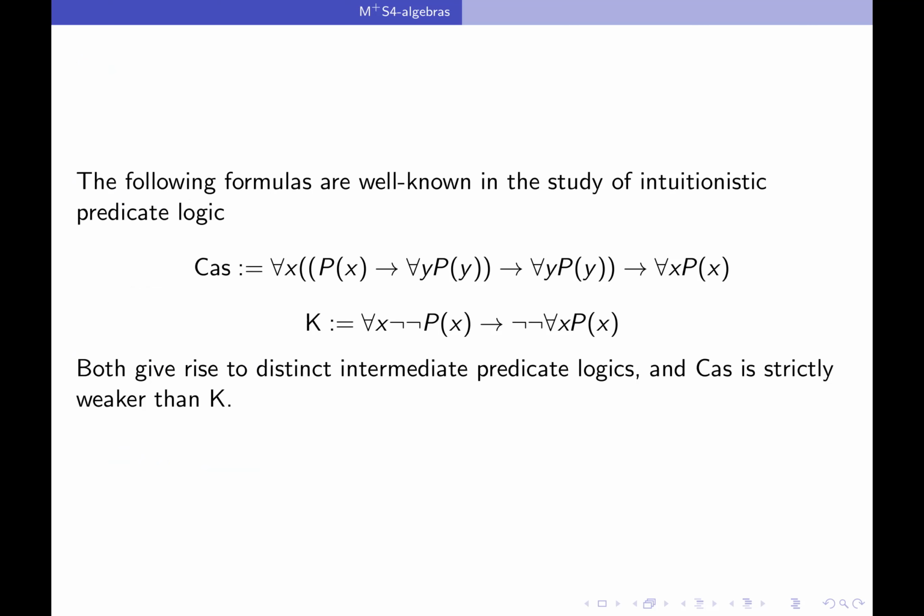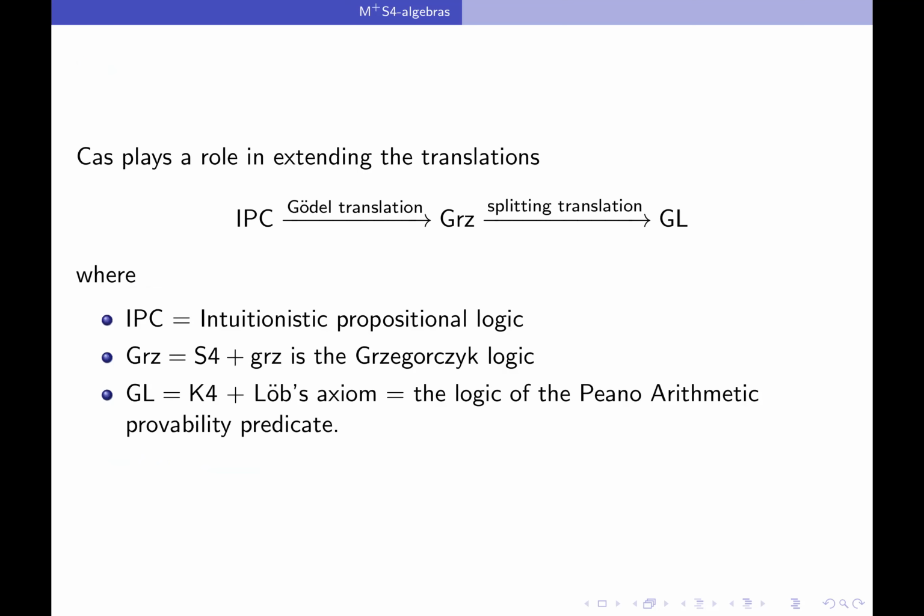And so both of them give rise to distinct, what we call intermediate predicate logics. And the top one is strictly weaker than the bottom one. So why are these formulas natural? We have this translation that's been known for a long time, where if you take intuitionistic propositional logic, you have the Gödel translation into the Grzegorczyk logic, which is a subvariety of S4.